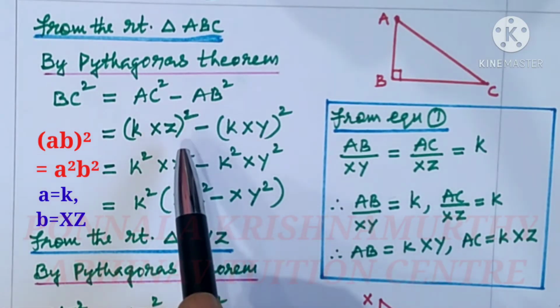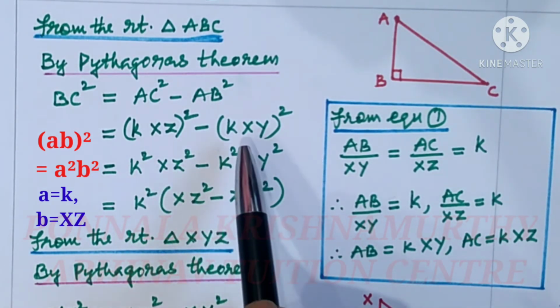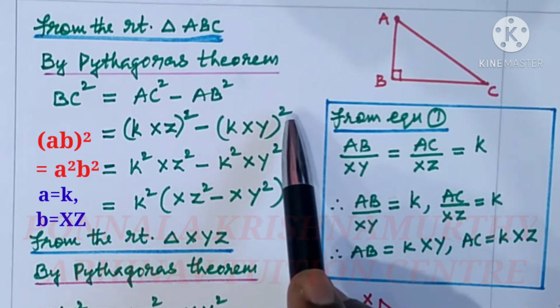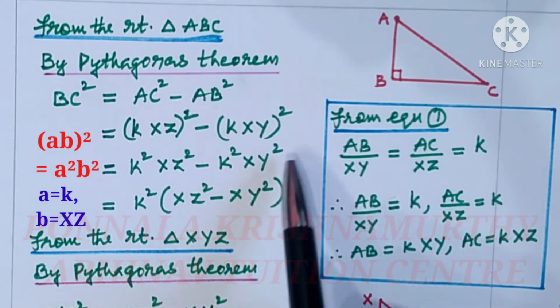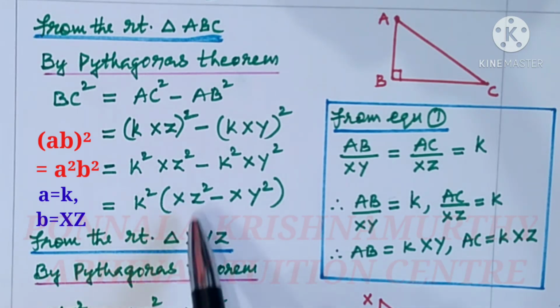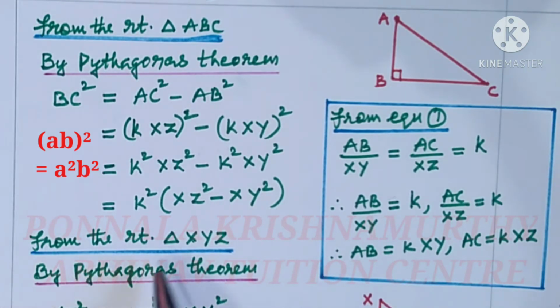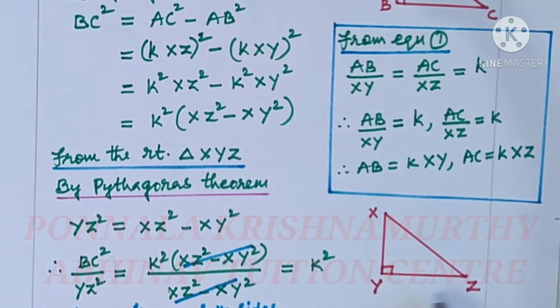K XZ whole square is K square XZ square minus K XY whole square is K square XY square. Here K square is common, then K square into XZ square minus XY square. From the right triangle XYZ, here we have the triangle, by Pythagoras theorem, YZ square is equal to XZ square minus XY square.